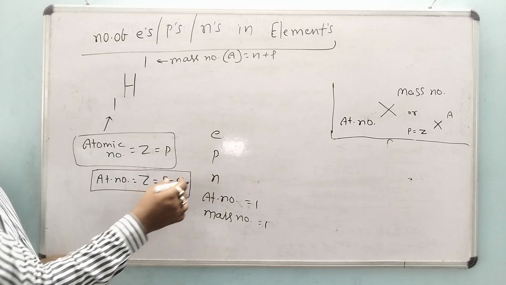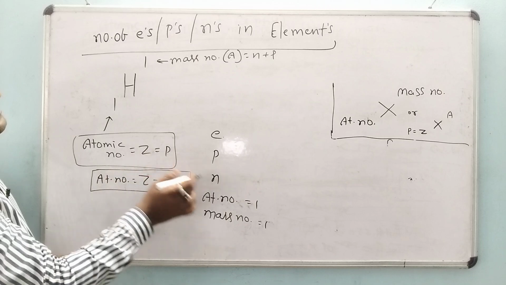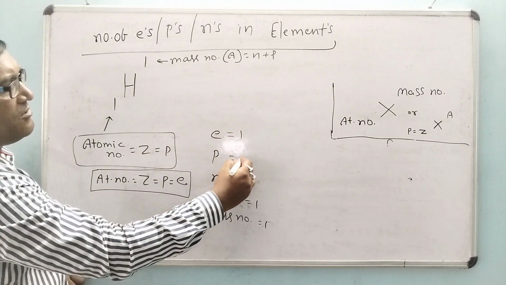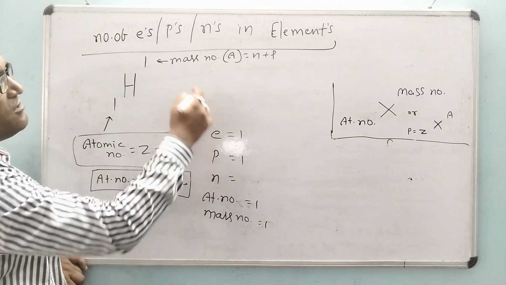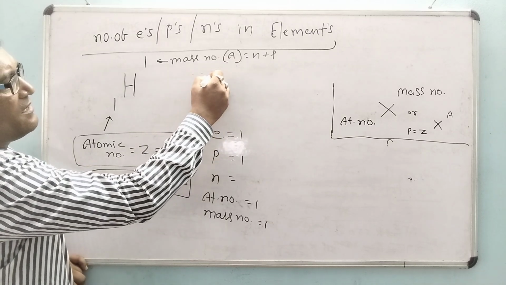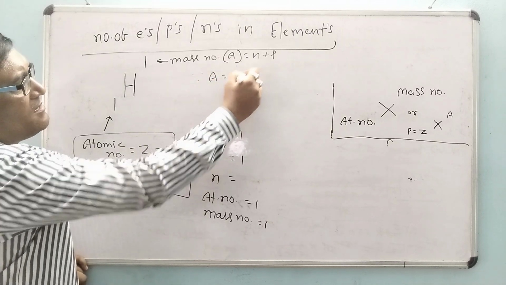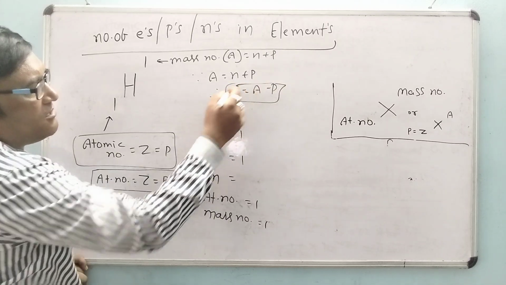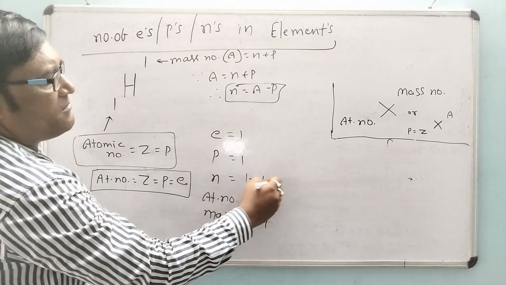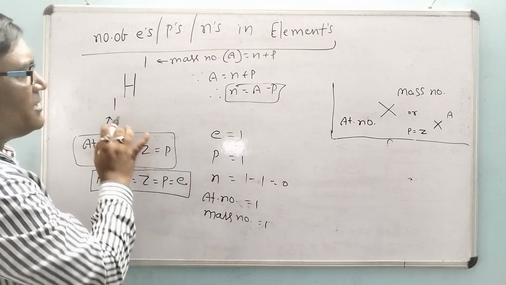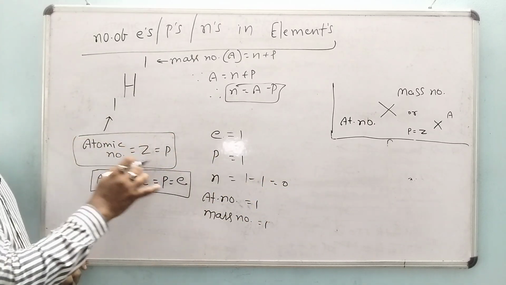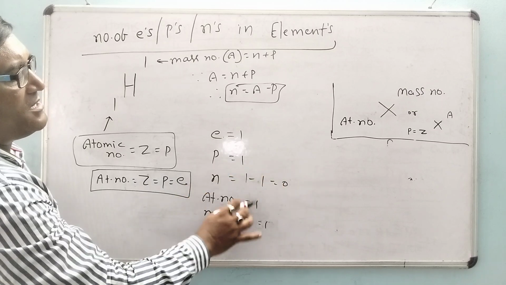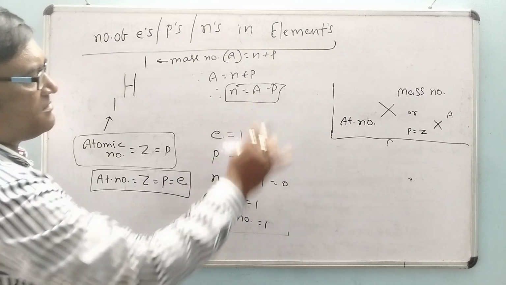So in this case, atomic number is 1. So electron is 1, proton is 1, and for neutrons, A is equal to N plus P, so N is equal to A minus P. According to this formula, 1 minus 1 is equal to 0. So in the case of protium, hydrogen, electron is 1, proton is 1, neutron is 1 minus 1, which is 0, atomic number is 1, and mass number is also 1.